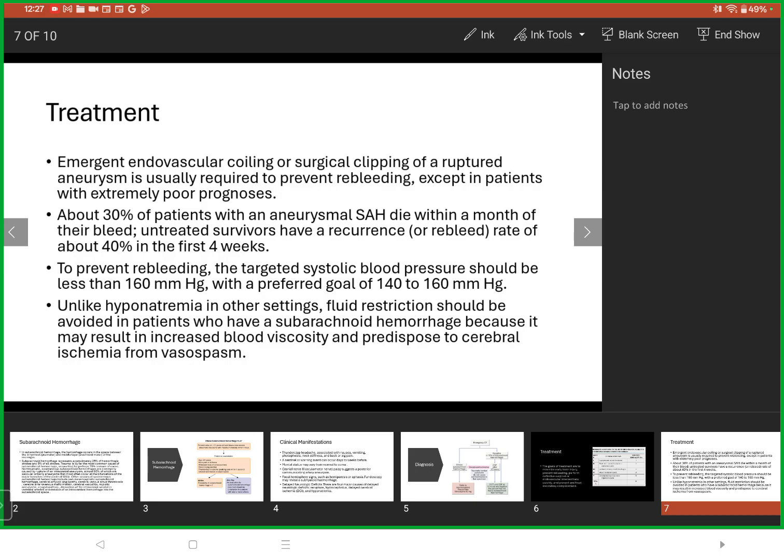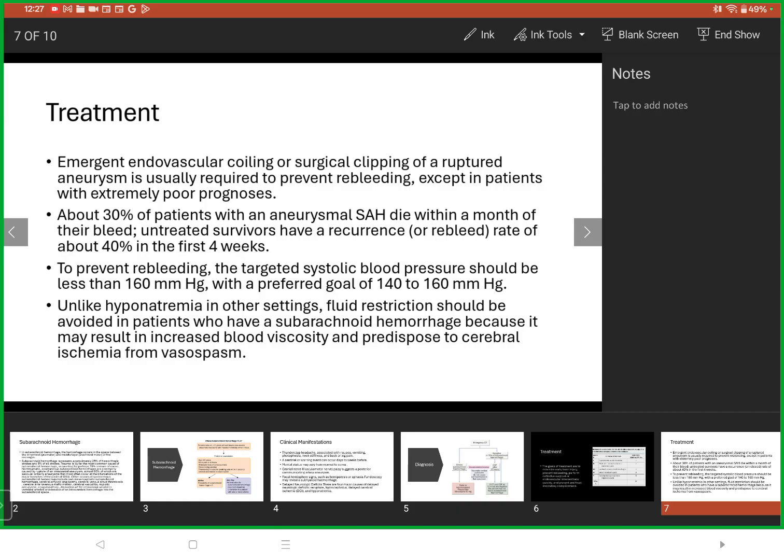So, what are the treatment options? Remember one thing, once you have diagnosed there is a subarachnoid bleed and proven by the CT scan or through a CSF examination, you're going to order a cerebral angiogram, either CT angiogram, and the gold standard is four vessel cerebral angiography or DSA. And if an aneurysm has been found, a neurosurgeon should be called in. An emergency endovascular coiling or the surgical clipping of the ruptured aneurysm is usually required to prevent the rebleeding.